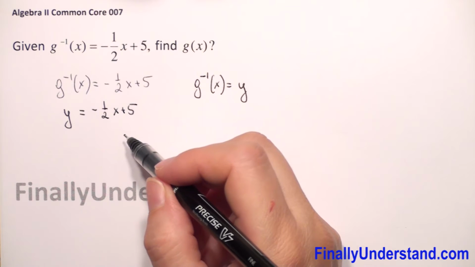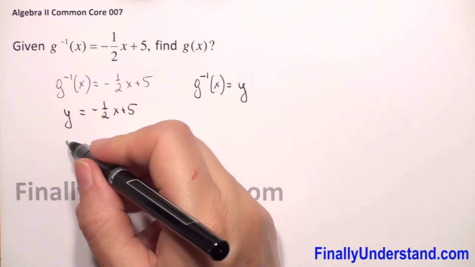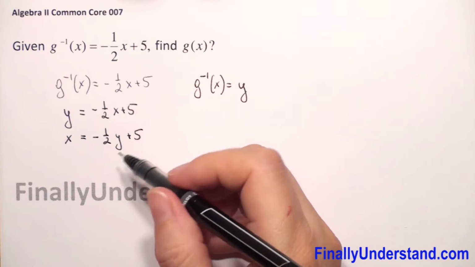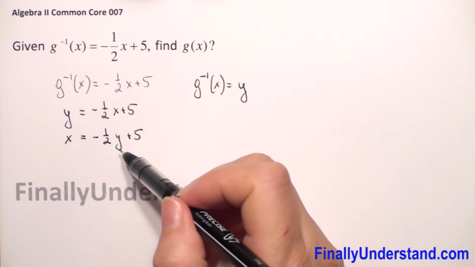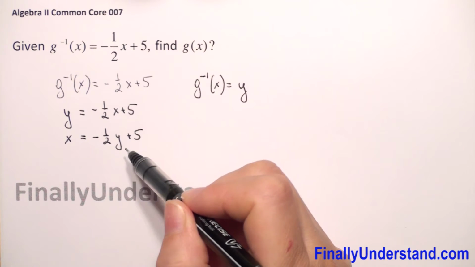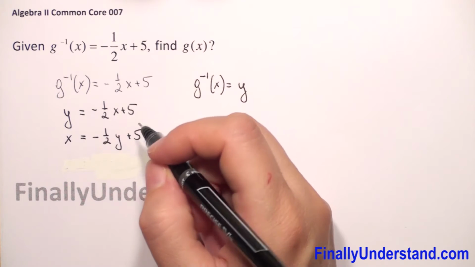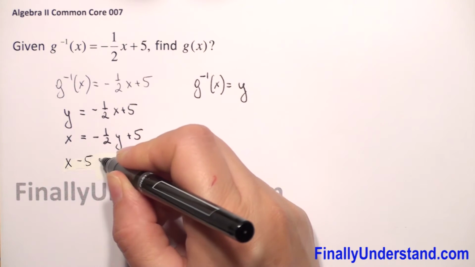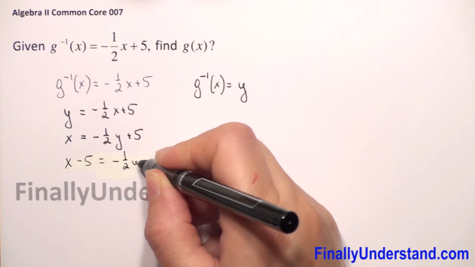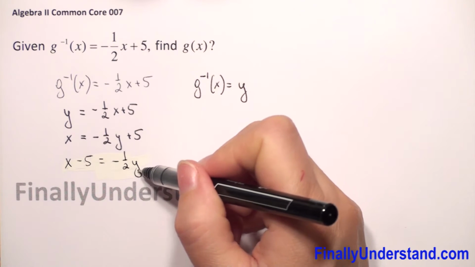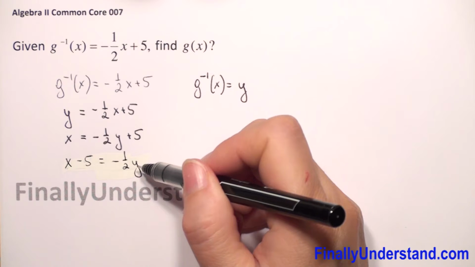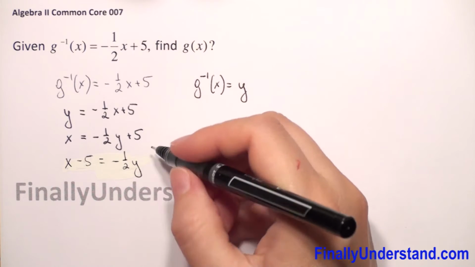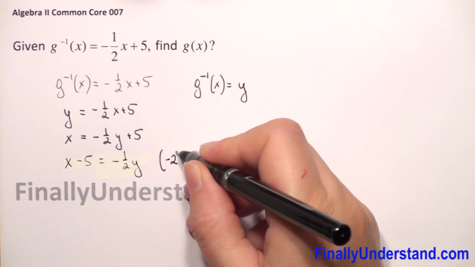Next, we will interchange x and y. So we have x is equal to negative 1/2 y plus 5. The next step is to solve this equation for y. So I will move 5 to the left side, so it will be x minus 5 is equal to negative 1/2 y. Next, because we want to have y, I will multiply both sides by negative 2 to reduce this number before y.